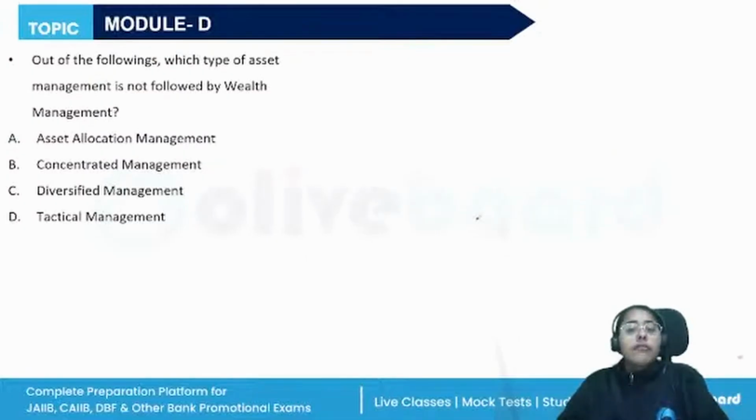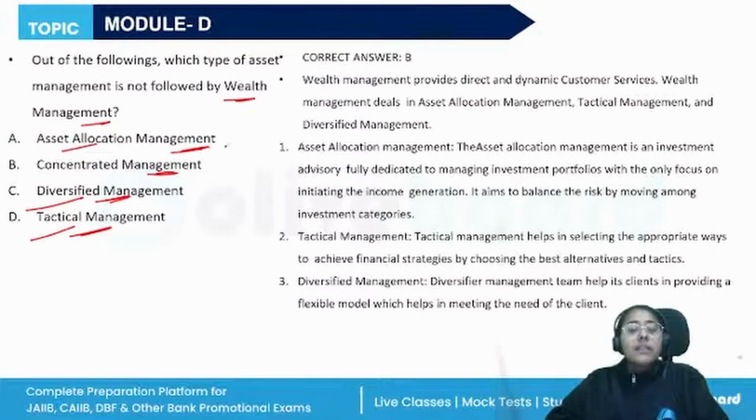Out of the following, which type of asset management is not followed by wealth management? So there are three types of asset management types followed by the wealth manager. Which of these four is not among them? Asset allocation management, concentrated management, diversified management, or tactical management. So there are three types. These include the asset allocation, diversified and tactical, but concentrated management is not a type.